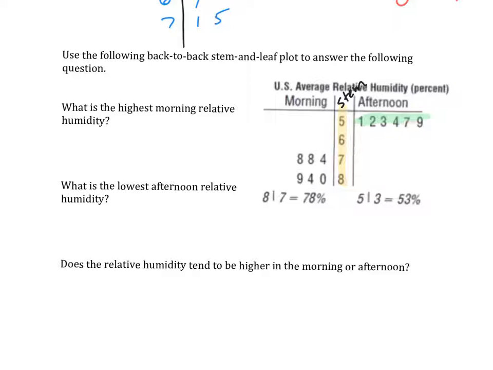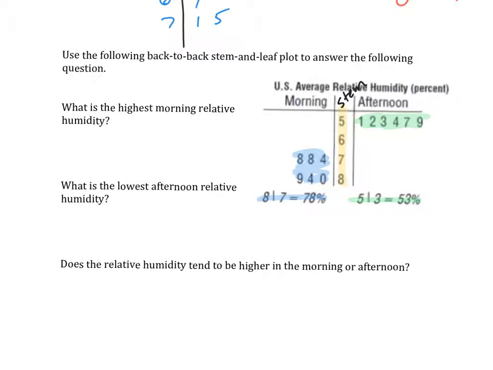So like this is the data set for all of the afternoon humidities, the relative humidity. And then this is the data set for the relative humidity in the morning. Okay, then we'll read our key here, and the key will tell us that 8 bar 7 is actually going to be 78% when it's on the side, the morning side, and then on the other side, 5 bar 3 is going to be equal to 53%. And actually, maybe I will do these in the respective colors so that you can see that this is how those ones are read, and this is how these ones are read.